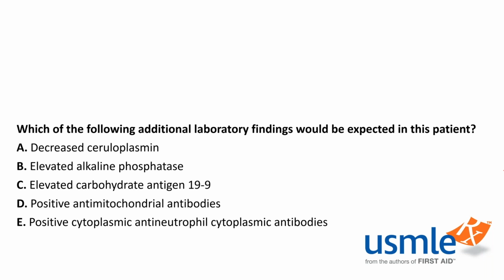So we have our answers here. We have decreased ceruloplasmin, sorry if I butchered that word, as answer choice A. Then B, elevated alk phos. C, elevated carbohydrate antigen 19-9. D, positive antimitochondrial antibody. And E, positive antineutrophil cytoplasmic antibody. So let's talk through each one of these answer choices.